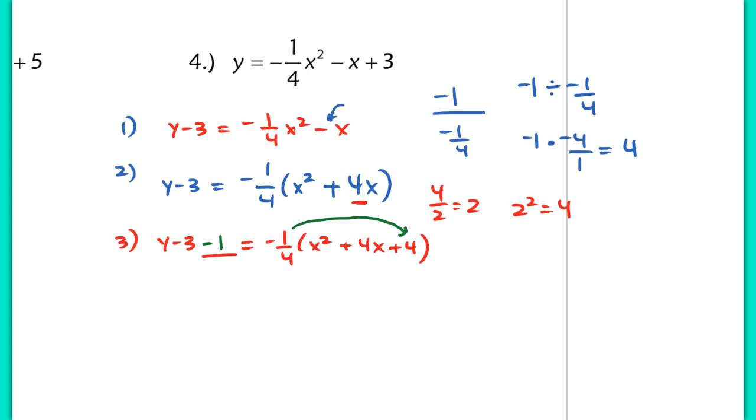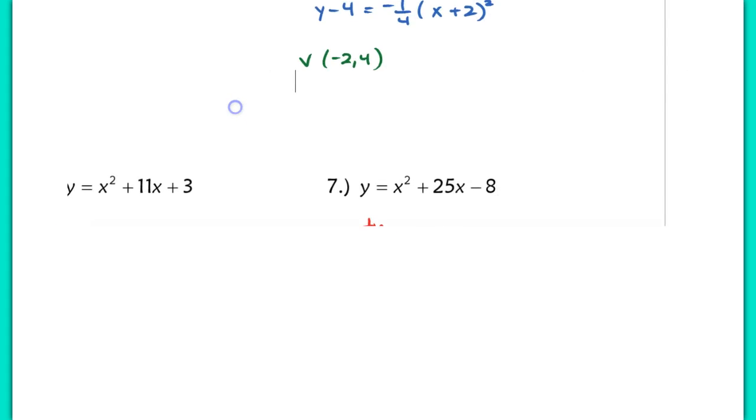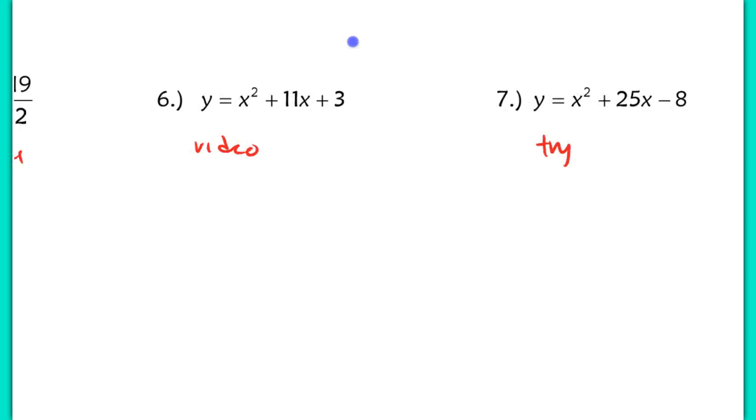So now I'm going to simplify here. I have y minus 4 equals negative 1/4 times x plus 2 squared. Remember, it's that term that you cut in half. That's the number that you know for sure has to be that perfect square trinomial. Okay, and then our vertex is at negative 2, 4. And that's the end of that problem. Let's work on number 6 now.